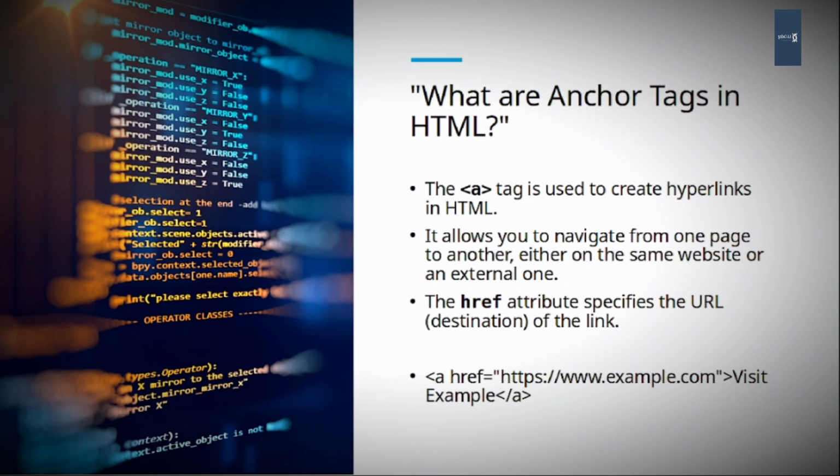In HTML we have the anchor tag, which is written as you can see here, a. This tag is used to create hyperlinks in HTML, and it allows you to navigate from one page to another, either on the same website or an external one. And we have one attribute, which is href. I will tell you what an attribute is and show you in VS Code today. The href attribute specifies the URL destination of the link.